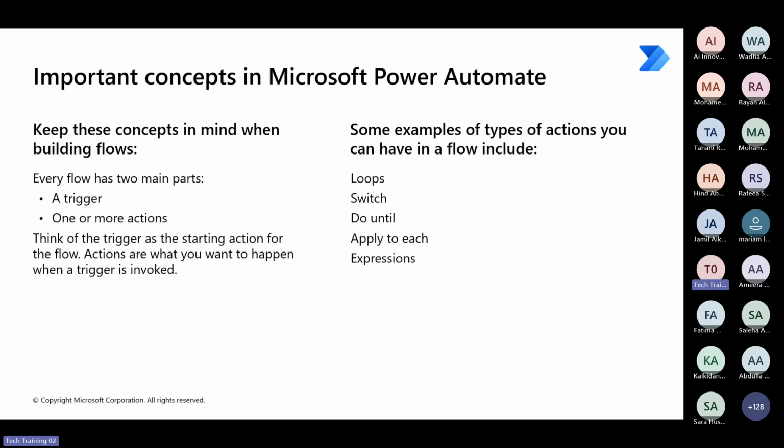First, an important concept. This is very important: every flow has two main parts, as I said before. A trigger, and one action or more actions. What is the meaning of more actions? Action one can trigger action two, or the trigger can lead to a logic, yes and no. And inside the yes, I can have a nested action, so sub-actions inside each other.